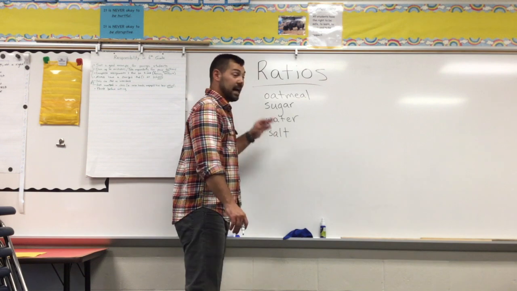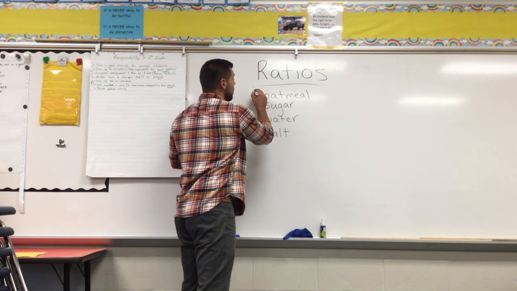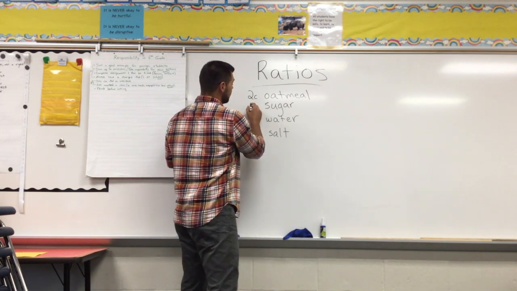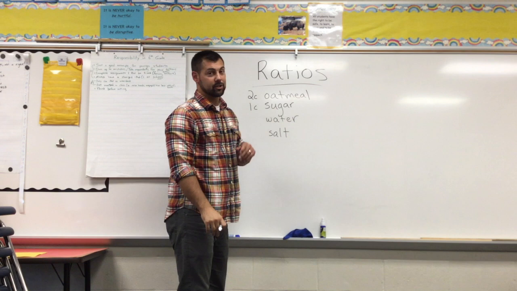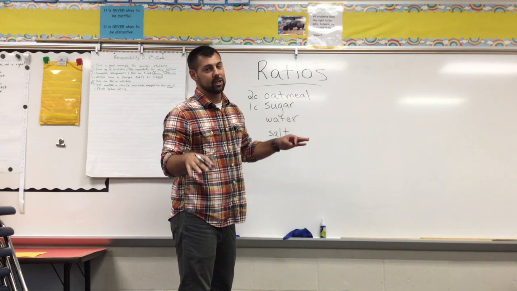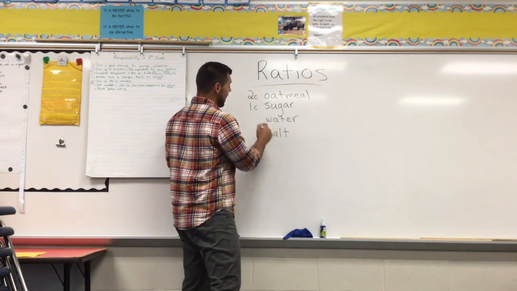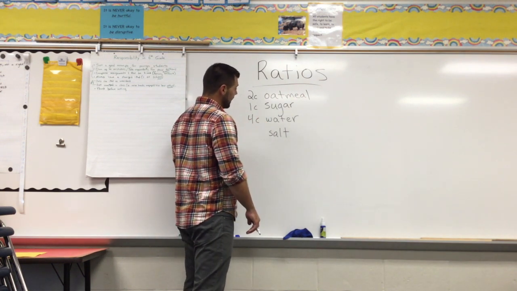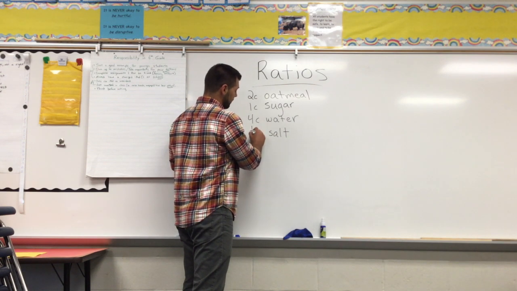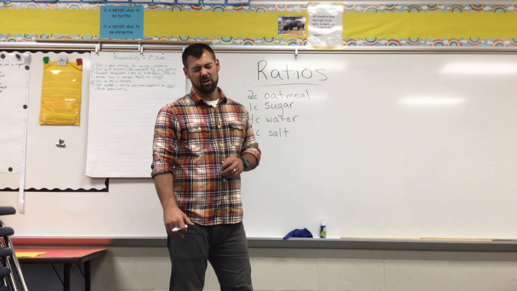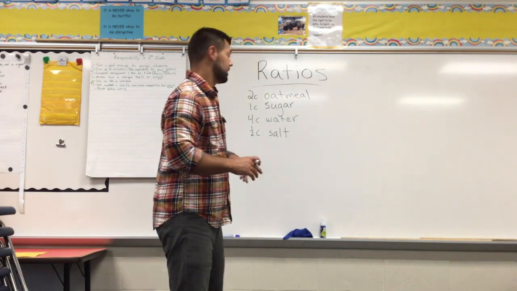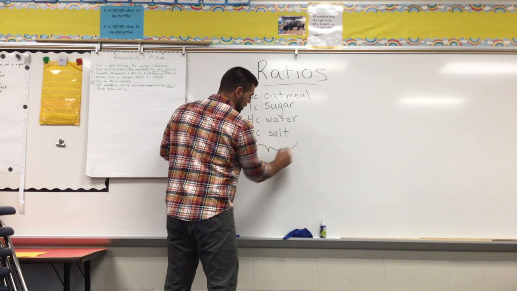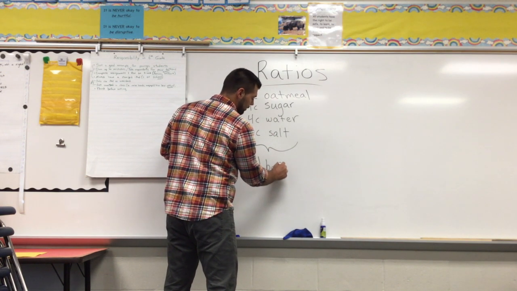So let's say that I needed to use 2 cups of oatmeal, and then I would use 1 cup of sugar, and I know that's super sweet. I wouldn't actually do that, but for the sake of oatmeal. I'm going to use 4 cups of water, and then I will use half a cup of salt, which of course is a ton of salt. But let's use these numbers and see how they're related. And so this would be 1 batch, right? 1 batch of oatmeal.